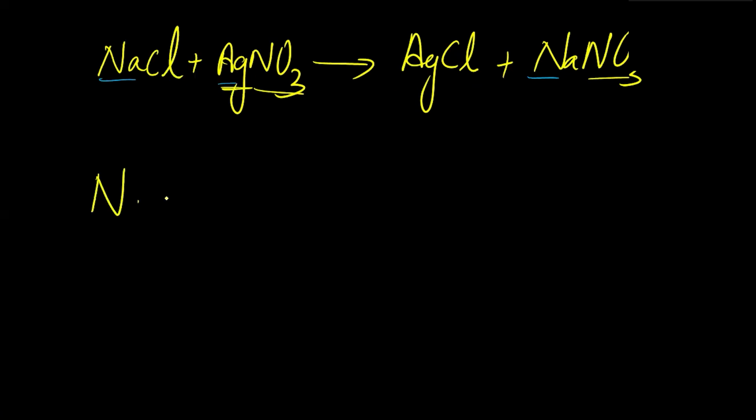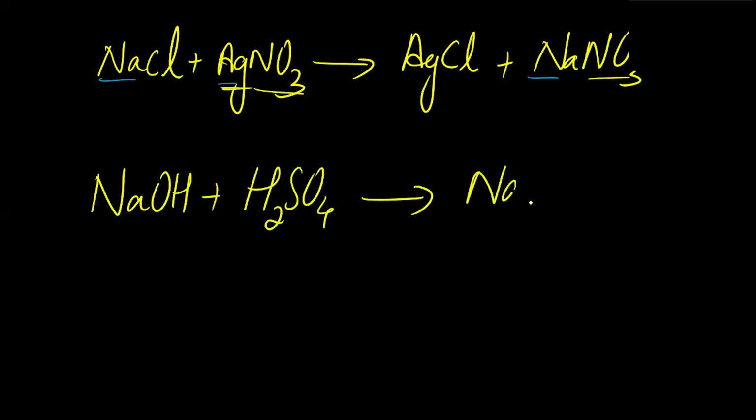Another one, NaOH plus H2SO4 gives Na2SO4 plus H2O. Try balancing. Try the polyatomic ion. That is okay here. Try the metal Na. It is 2 here, only 1 here. Put a 2 here.